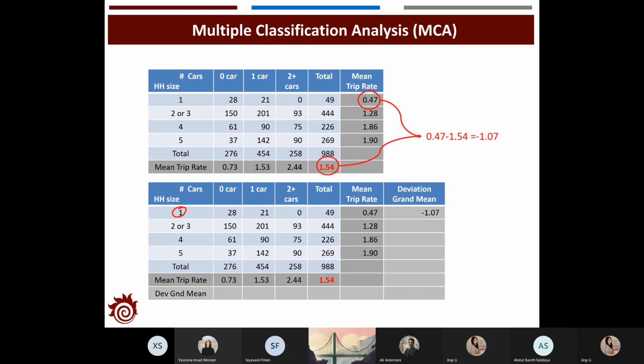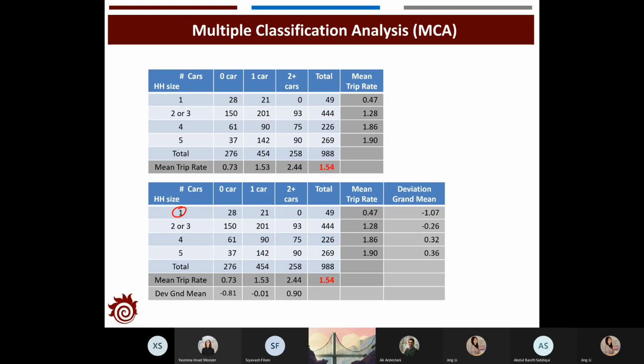That would be 0.47 minus 1.54, so that is minus 1.007. And similarly, you can find out the value of the second category, that is 1.28 minus 1.54. And you can find out the other two values for the size of 4 and 5.